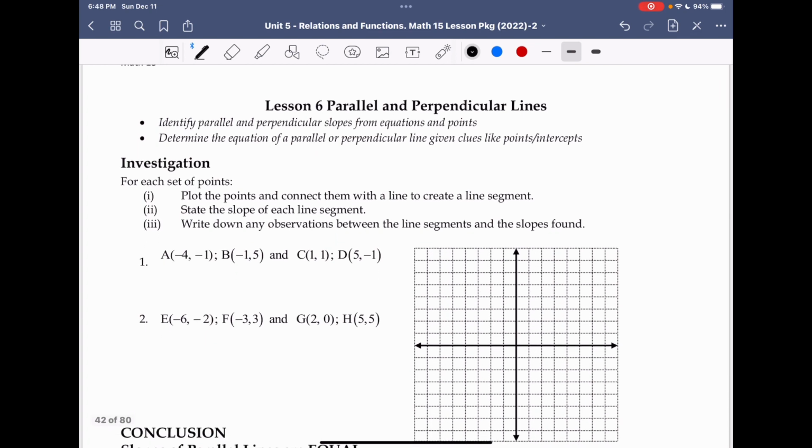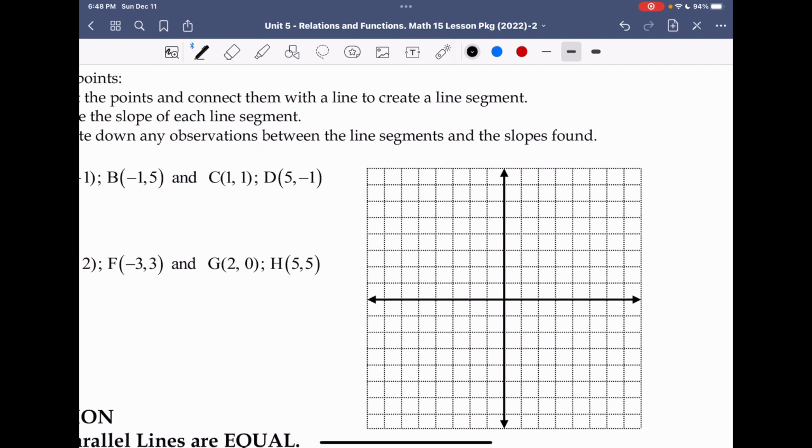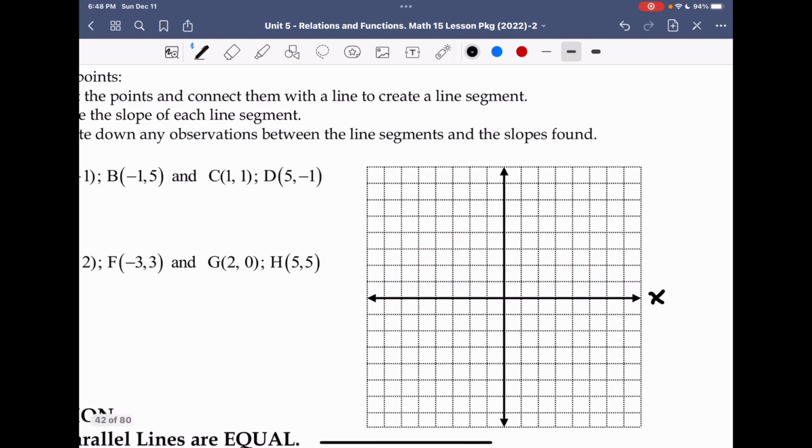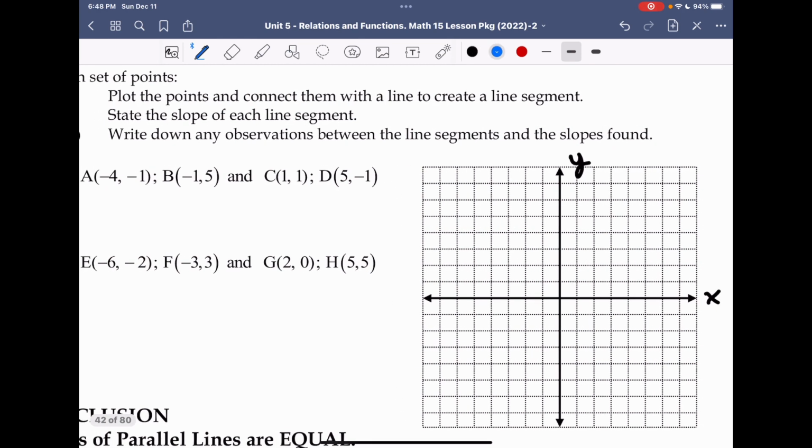So starting off with our investigation here, for each of the points below, we're going to plot the points and connect them with a line segment, state the slope of each line segment, and then finally write down any observations between the line segments we find. So we're going to start off with number 1 with A, B, C, and D. If I plot A, B, C, and D, well, first of all, I need to label my X and my Y axis. I then go to the points, and I'm going to do A and B in blue.